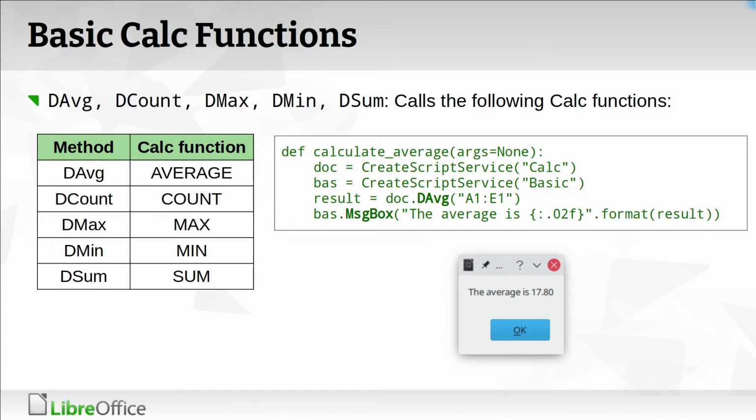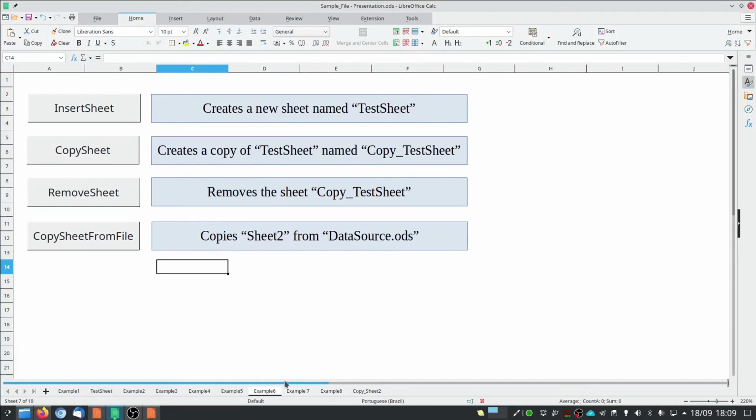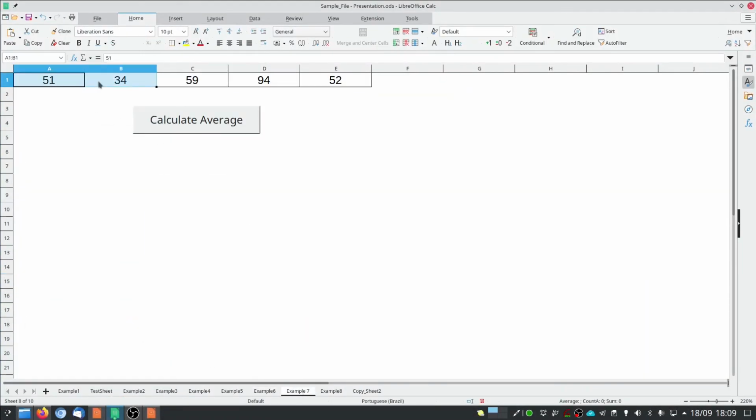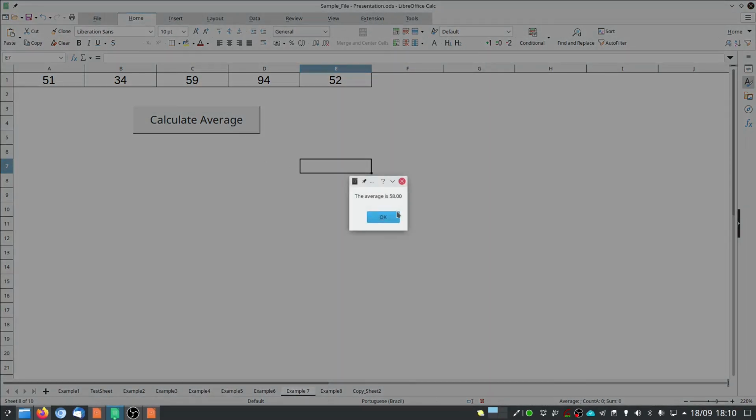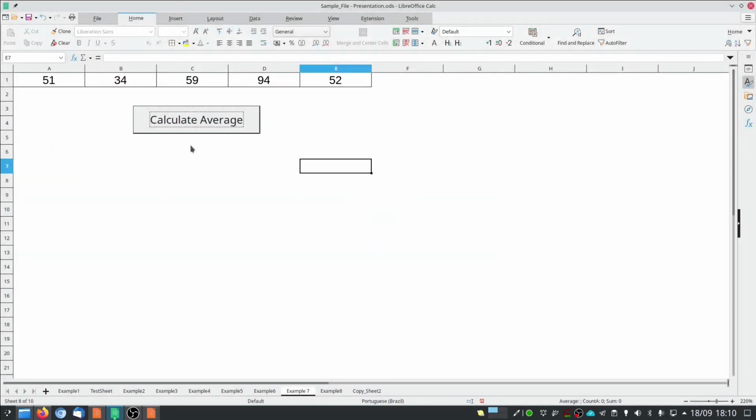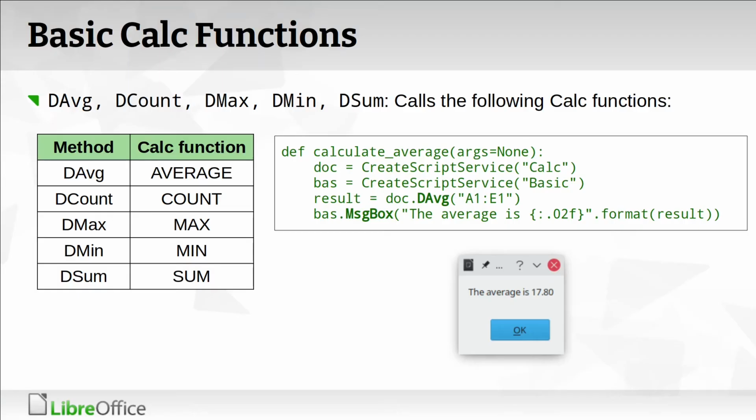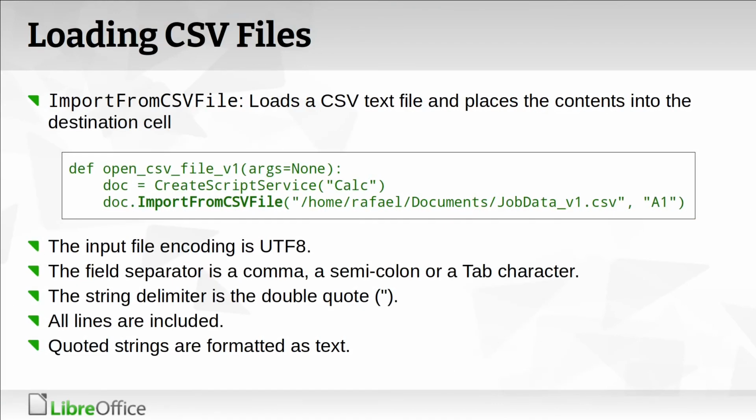Okay, so now let's go back to the file, and here we have values in the range A1 to E1, and when I calculate average, it applies the davg method and presents a message box with the results. Remember that this is all being done in Python, okay? Now let's go back to the slides to see the last topic of our talk.